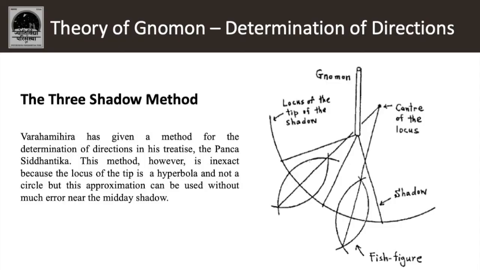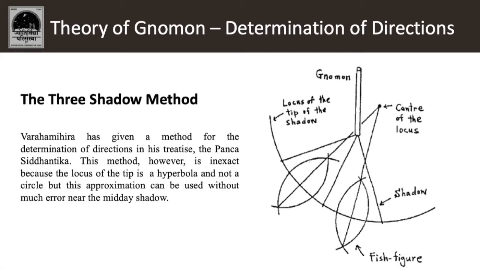Now what you have to do is make three marks. The line at the center is the shadow cast by the gnomon at midday, which is 12 noon. So a mark before it slightly, and with an equal time interval after midday, that is the third mark. When you have drawn three lines, which are actually the shadows cast by the gnomon at three different times, now what you have to do is construct two fish-like figures. That is simple geometry.